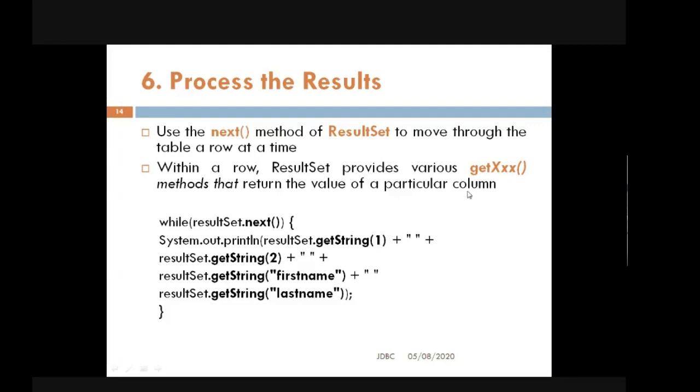There are methods available in the result set object, such as getX, where this X represents the data type. Again, you might be aware of the data type.